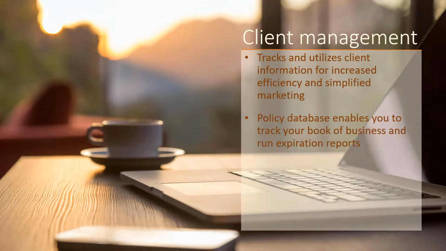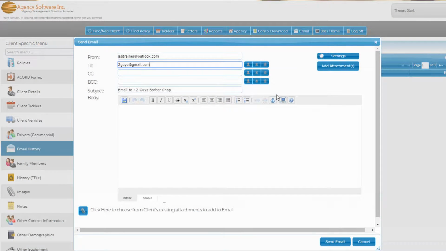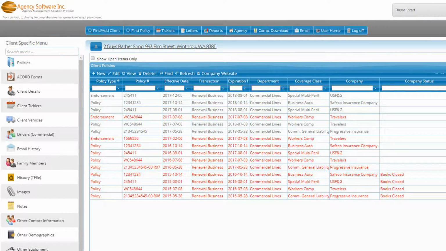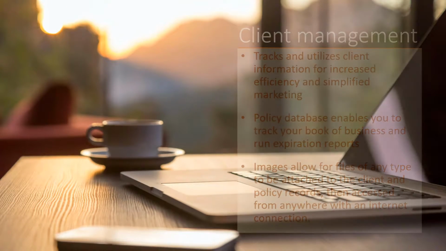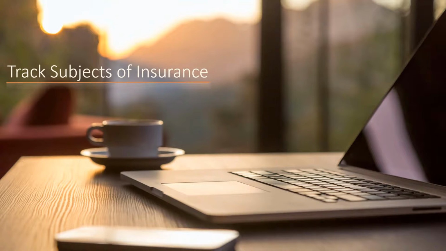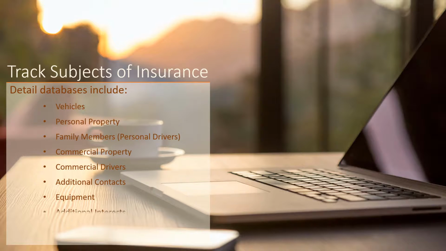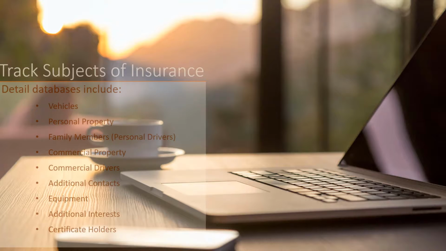Collecting information on your client enables you to utilize client communication features such as text alarms, direct email, and merge letters. Under each client, you can store their policies, forms, and images, along with the details of the subjects of insurance. These detailed databases include vehicles, properties and equipment, and even additional interests. With all of the client information stored in a workflow-sensible format, you will find your policy renewals flowing efficiently.